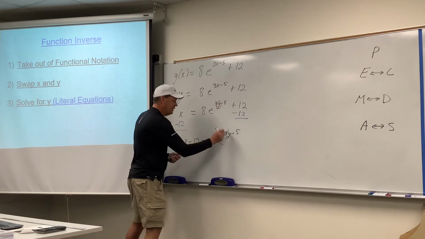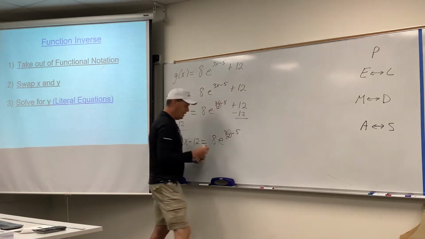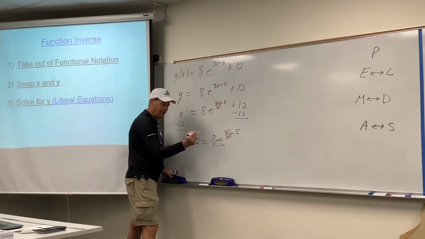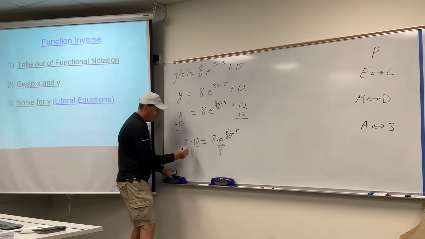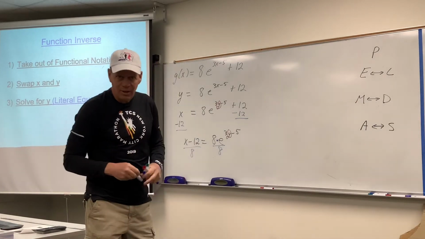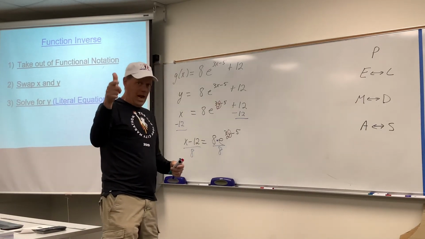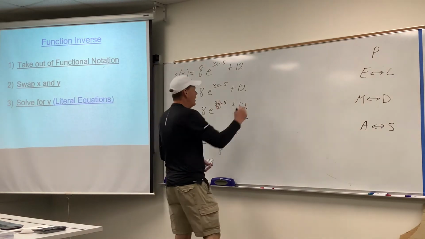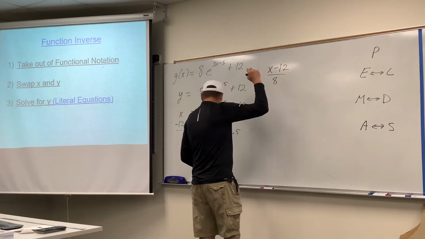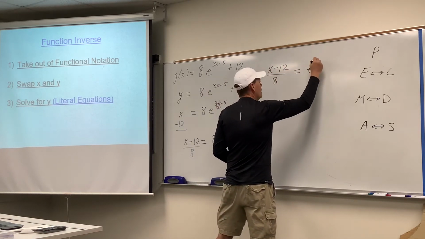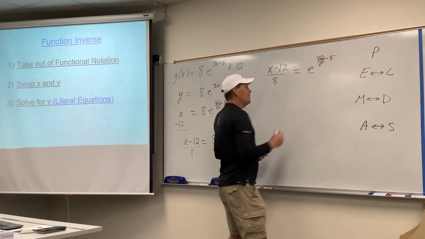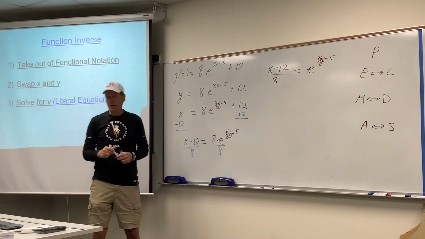All right. Now what operation over here would be considered the furthest from y? Multiplying by 8. I agree. Year after year people yell these things out to me, so I would assume you'd be yelling the same thing if you're watching this. So we have x minus 12 all over 8 equals e to the 3y minus 5 power. So far those are our ideas we've seen many times before.